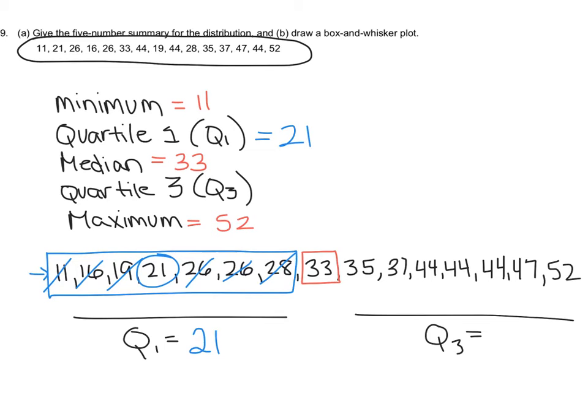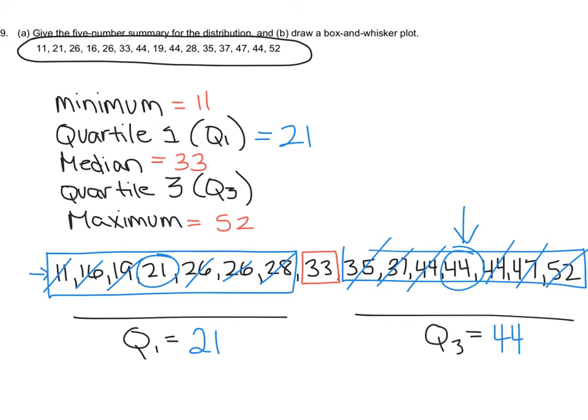Now I'm going to find quartile 3, or Q sub 3. So I'll look at the upper half of data, and I'm just going to cancel on the right and left to find the median. And the median of the upper half of data is 44. So Q sub 3 is 44.